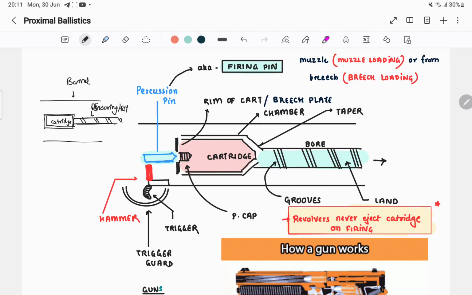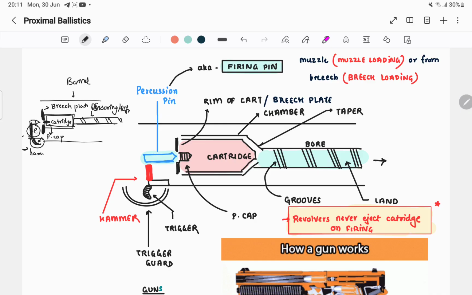or riflings. And basically there is a percussion pin here. PP, I am writing percussion pin. Okay, this is the percussion pin. Here we have plates like this, which is called the breech plate. And here we have another thing like this. This is the percussion cap. Okay, and there is a hammer here like this. There is just a structure like this. This is called the hammer, and this hammer is connected to the trigger.